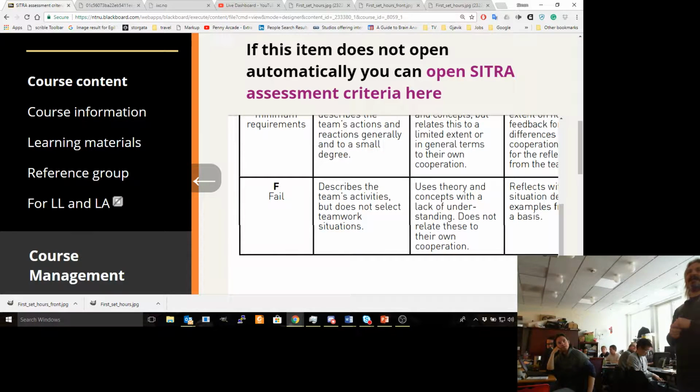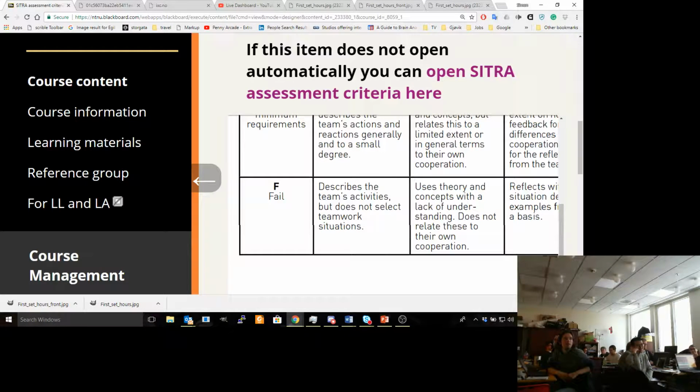It describes the team's activities but does not select teamwork situations. So if you just describe what you did, we did this, we did this, we did this, without saying this situation arose, this is what happened, this is how PMS responded, he said this, this is how Andreas punched him in the face. So, I know, Andreas overreacts all the time. Constantly reacting. But no, if you don't describe the situation, and you just say things were okay in the group, or things didn't go well, but we fixed it, that's an F, because you've said something, but nothing that we can give you grades for.